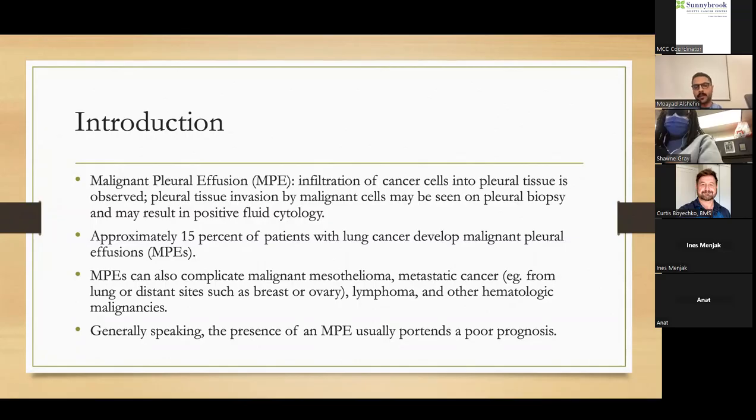And even the yield within lung cancer itself is different. For example, in non-small cell, the chance of having a cytology positive effusion is higher if you are looking at adeno versus squamous. Malignant pleural effusion can also complicate other kinds of cancers: mesothelioma, and metastatic cancer coming from distant places to the lungs, such as breast, ovary, lymphoma, hematological malignancies. Generally speaking, when we think of malignant pleural effusion, it portends a poor prognosis.